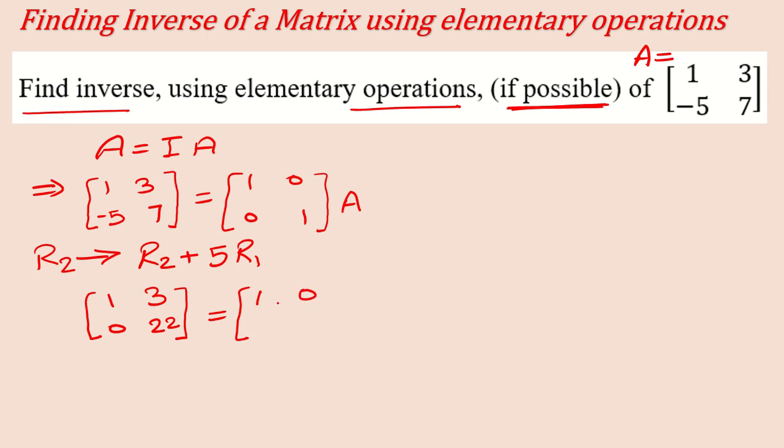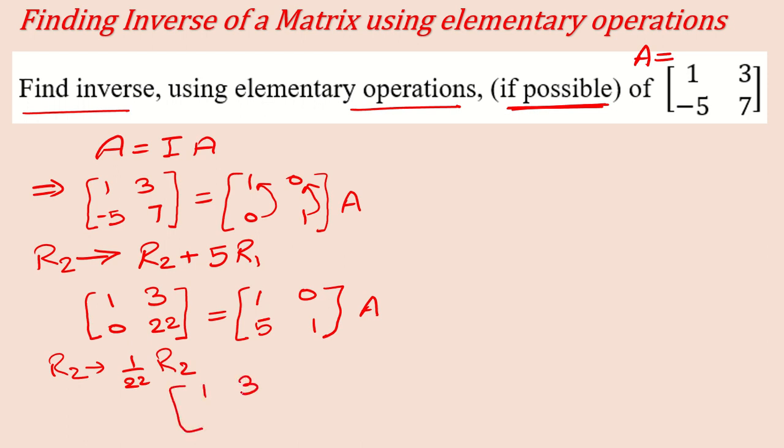So 1 0 no change, R2 plus 5 R1. So 0 plus 5 times 1 means 5, then 1 plus 5 times 0 means 1. Okay, like this. Now in place of this 22, for identity matrix, what do we want? We want 1. So what can we do here? R2 replaced by 1 over 22 R2. Just divide this element by 22.